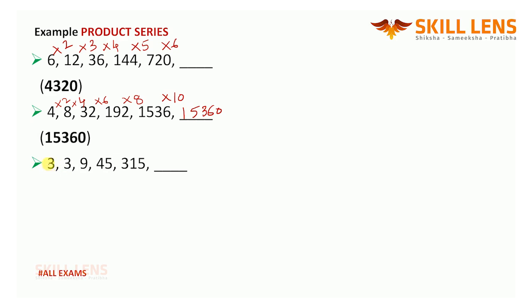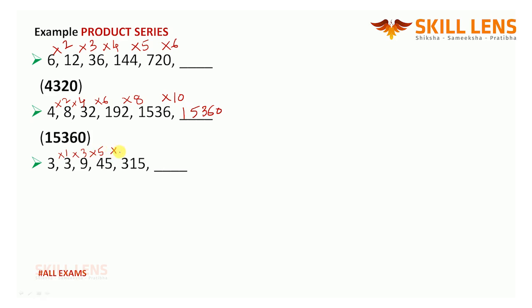So now let's see 3, 3, 9, 45. What's happening in this series? The difference was 0. If you look at 3 and 9, the difference is plus 6. But 9 and 45, the difference is very large. So try for the product one. So 3 1s are 3, 3 3s are 9. So 9 5s are 45. So 135, you need to ask your mind. So 135 is what? An odd number.